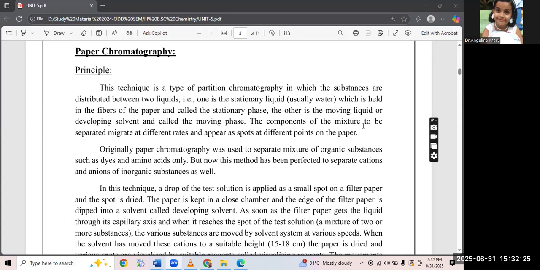The components of the mixture to be separated migrate at different rates and appear as spots at different points on the paper.